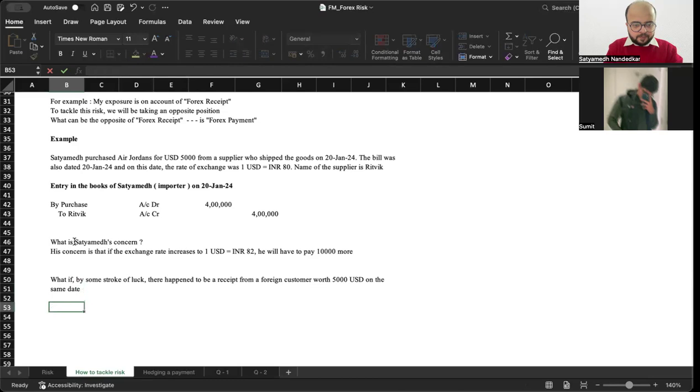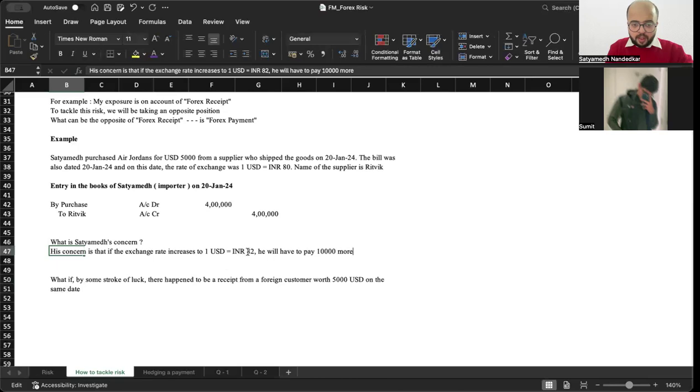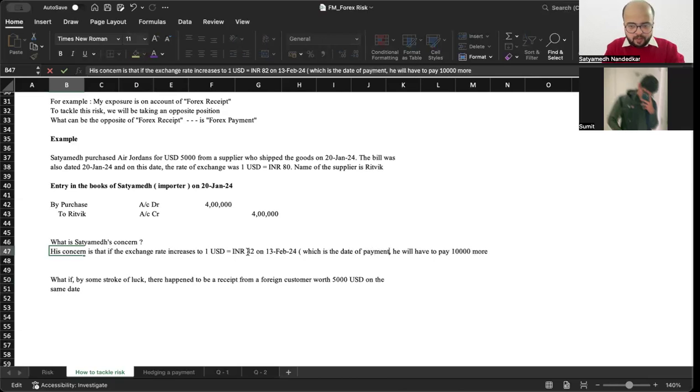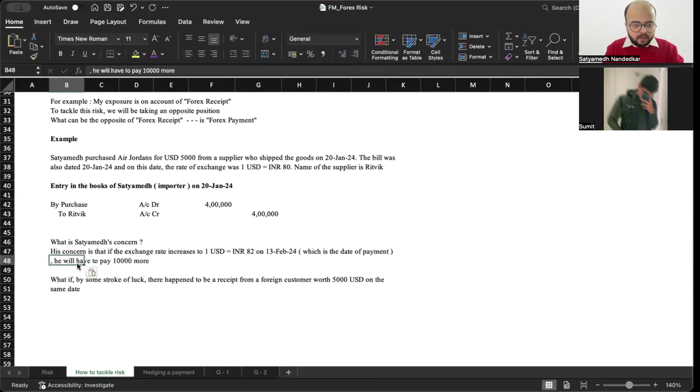Satyamedh, if the exchange rate increases to $1 equal to 82 on 13th of Feb 24, which is the date of payment, he will have to pay 10,000 more. What if by some stroke of luck there happened to be a receipt from a foreign customer worth $5,000 on the same date, that is 13th of Feb 2024.